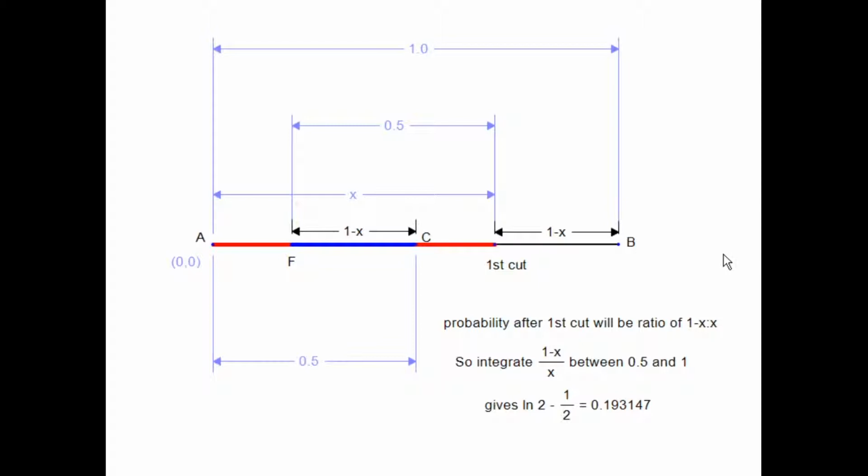Right, I've had a little look at the condition where the first cut is made and then you specify the second cut has to be to the left. So if the first cut is positioned here somewhere, then the second break's got to be between there and there.